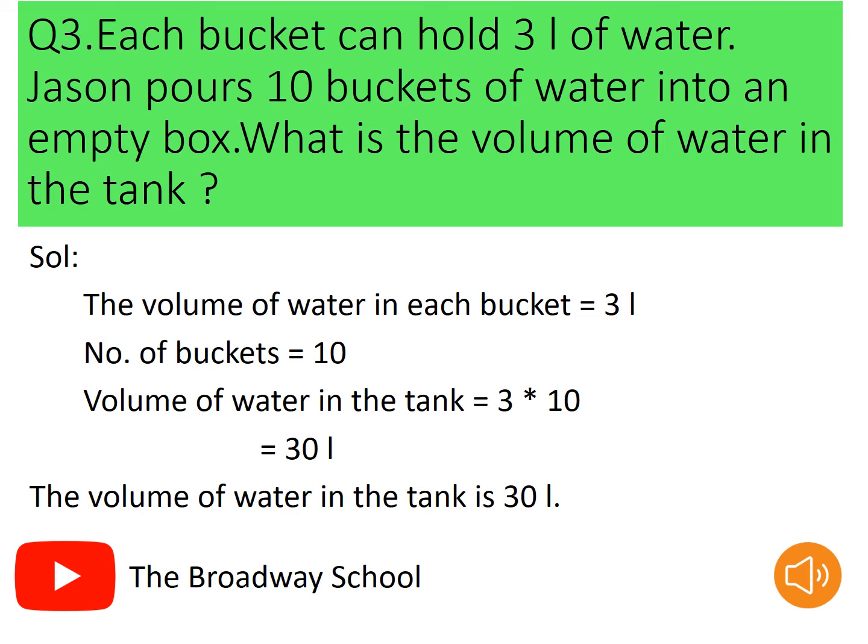So what will you do in this question? You need to multiply. When you multiply 3 with 10, you will have your exact answer. Your first statement will be: volume of each bucket is equal to 3 liters. Statement 2: number of buckets is equal to 10. Your third statement will be: volume of water in the tank is equal to question mark. Then you need to find that 3 multiplied by 10 is equal to 30. On your screen you can see the final statement written. You need to write your final statement in your notebooks as well.